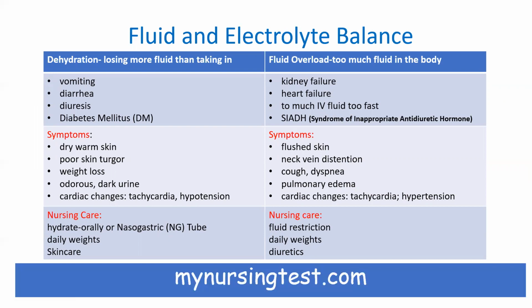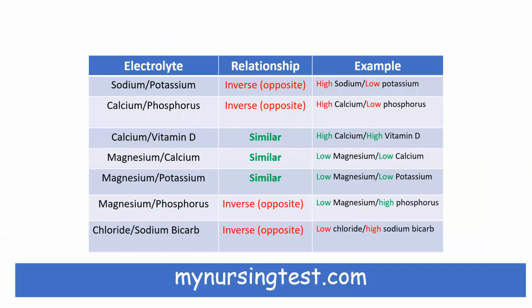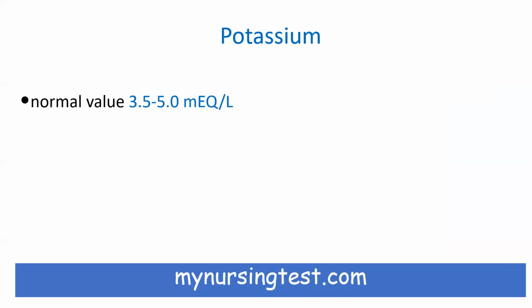All right. We have an electrolyte relationship chart here. You can just review it at your leisure. I'm not going to go over it right now. But we're going to start with our first electrolyte, which is potassium. And the normal value is 3.5 to 5.0.